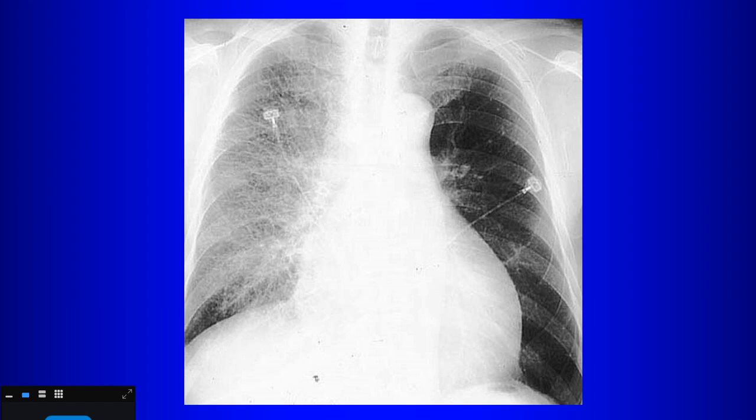Right? Now, curly B lines, what's the most common thing that gives you curly B lines? Pulmonary edema, interstitial pulmonary edema. It's more than vascular congestion. It's interstitial pulmonary edema. Can you have unilateral interstitial pulmonary edema? Can you have unilateral pulmonary edema? See, if somebody says no, of course the answer is yes.